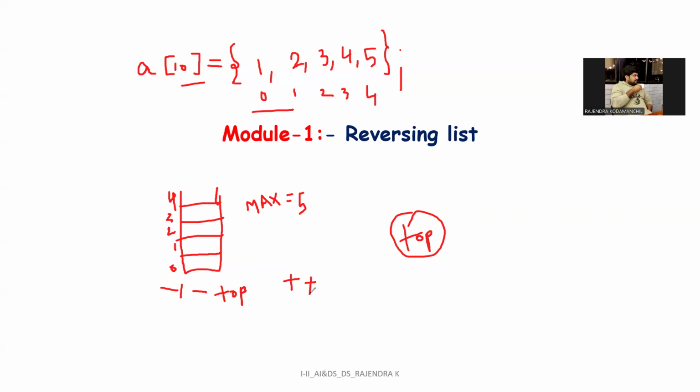Now the top increases from -1 to 0. Insert the element. Now in order to add one more element, the top increases from 0 to 1. So at that time we perform increment of top here, top plus plus. So increment of top here.